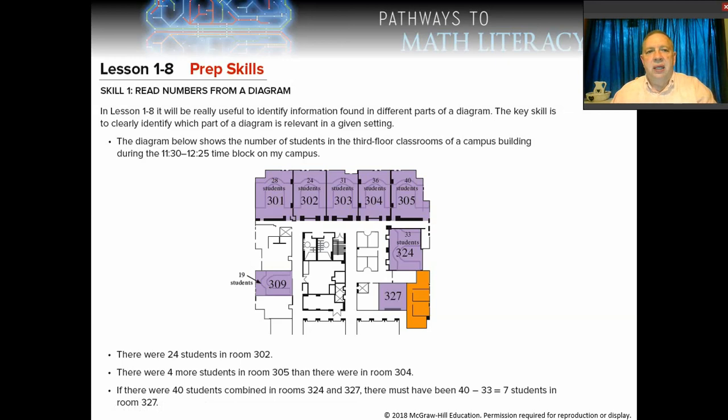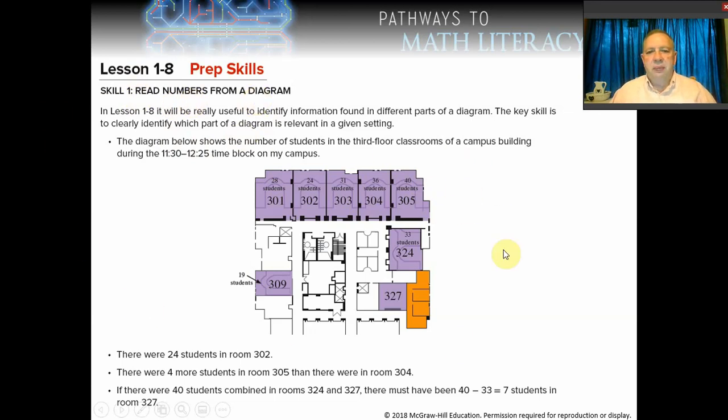Lesson 1.8 is basically doing some diagrams, looking at diagrams, reading them, and then we're going to focus on some Venn diagrams, which is a special type of diagram. So here they're telling you skill 1, read numbers from a diagram.